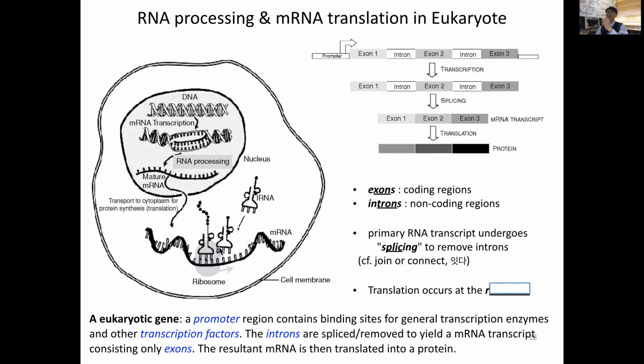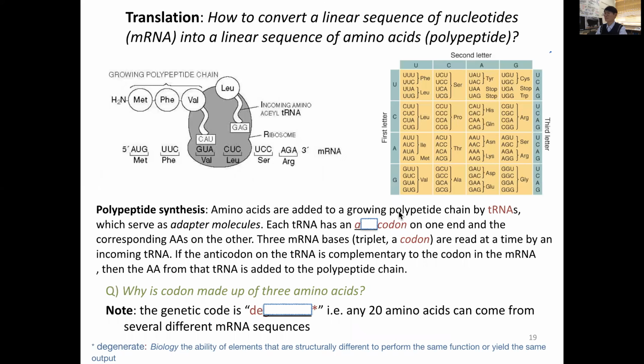In this nucleus containing a eukaryotic gene, there is a promoter region containing a binding site for general transcription enzymes and other transcription factors. The introns are spliced and removed to yield an mRNA transcript, which consists only of exons. The resultant mRNA is then translated into a protein. This translation occurs at the ribosome.